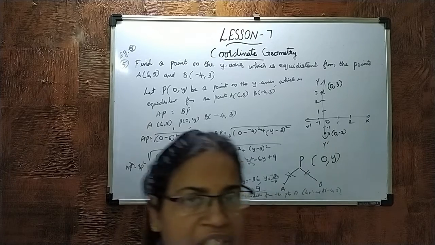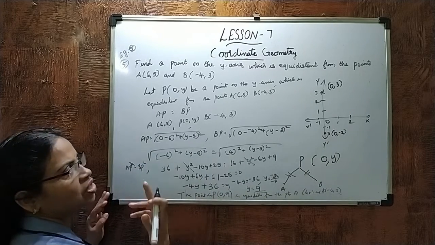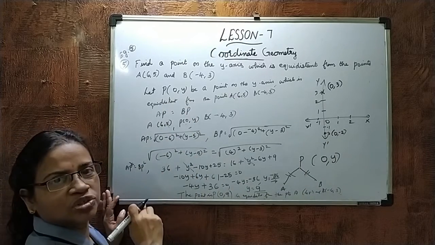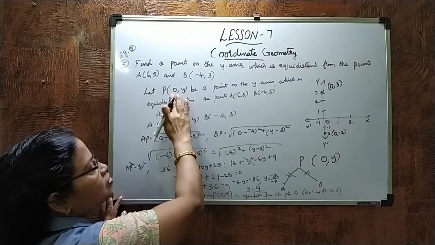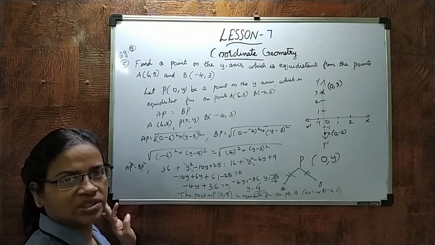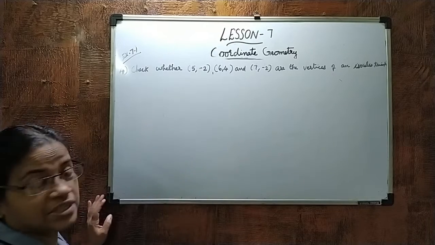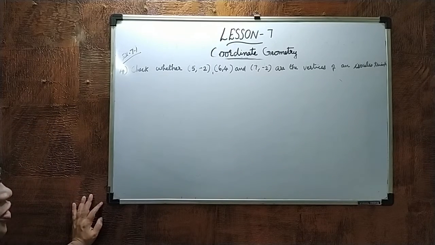Okay, only the thing is that you have to take x-axis, means what will you take? On the x-axis means it will be x coordinate first, then write 0. Y-axis means first 0, then y coordinate. Okay. Now next question, exercise number 7.1, fourth question.